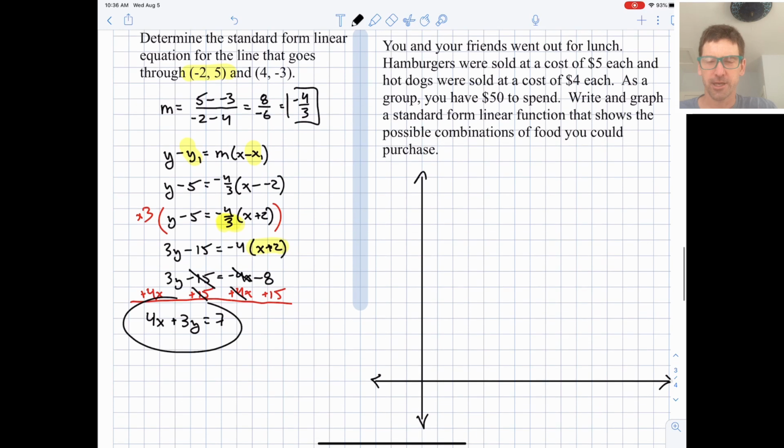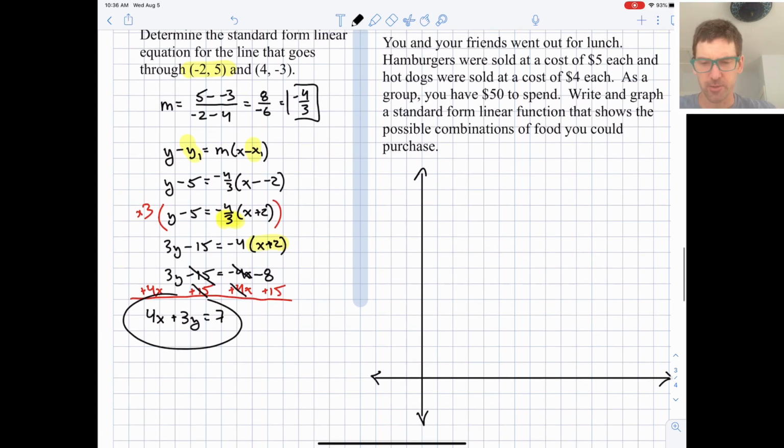All right, our real world connection problem is relating to, it looks like we went out for lunch. We got some hamburgers and hot dogs. So hamburgers were sold at a cost of $5 each, and hot dogs were sold at a cost of $4 each. As a group, we have $50 to spend. Write and graph a standard form linear equation that shows the possible combinations of food you could purchase.